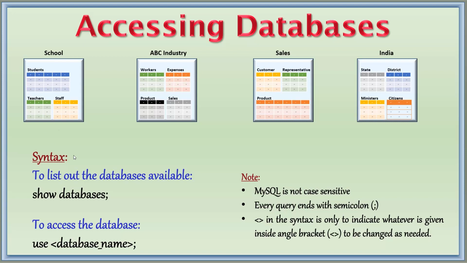For example, if I want to get inside the database called school, I will give use school and then a semicolon. In case I need the India database, I will give use India semicolon. If I want to use the sales database, I will use use sales and a semicolon. Similarly, ABC industry also can be used. Remember, we cannot have a database name with any space. That means it should be a single word.